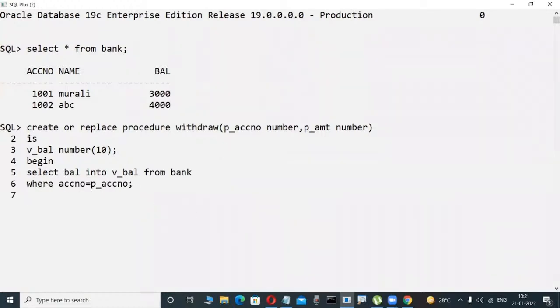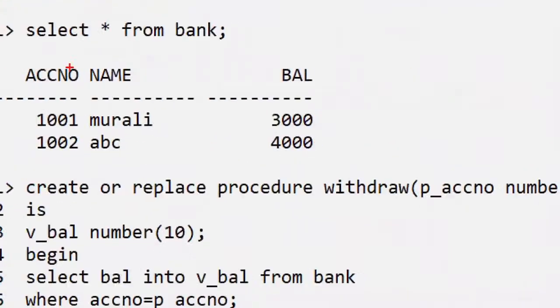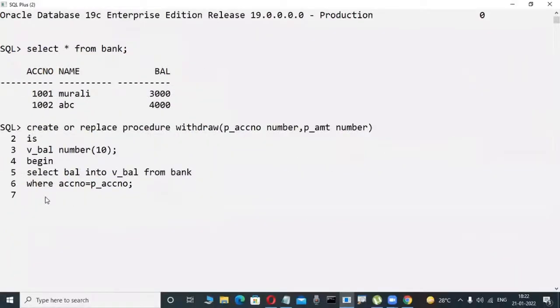Suppose bank is a table. In this table format, your transactions are stored. I'm using this table in this PLSQL code. Here I'm checking the balance, using the account number. Whenever I insert an ATM card, I try to withdraw 9,000, as in the previous case.